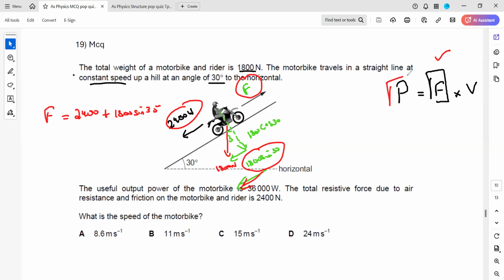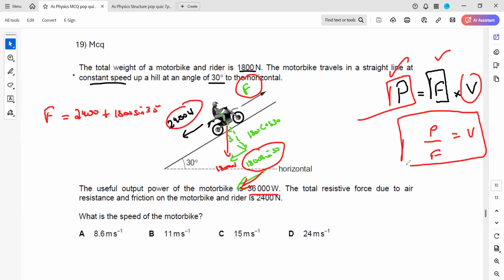The power is already given to us. This is 36,000. So we just divide power by the force which we need to maintain a constant speed, and we'll get the constant speed of the motorbike. Is this clear?